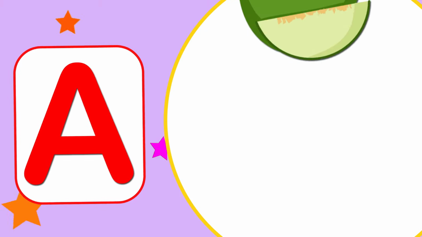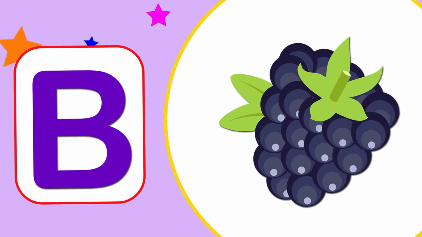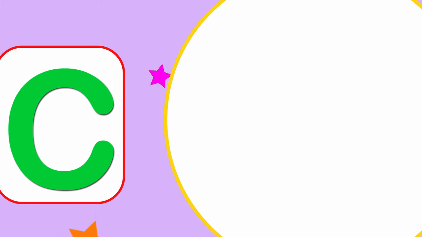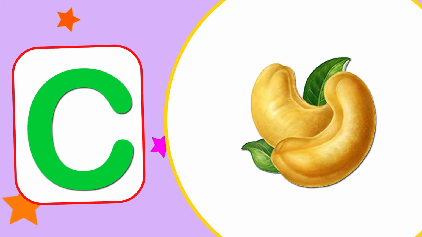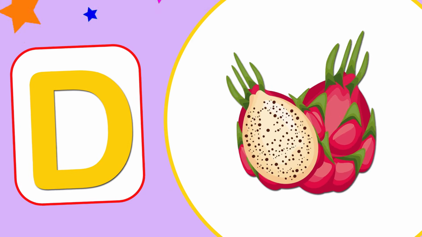A is for ambarella. A, a, ambarella. B is for blackberries. B, b, blackberries. C is for cashew apple. C, c, cashew apple. D is for dragon fruit. D, d, dragon fruit.